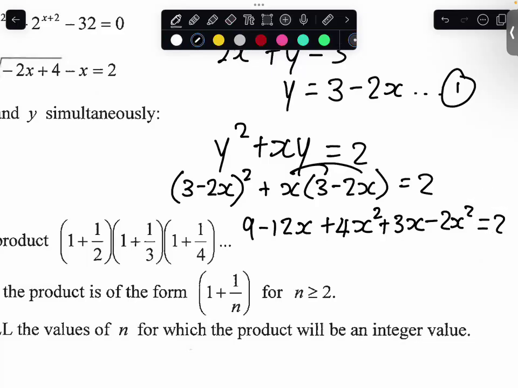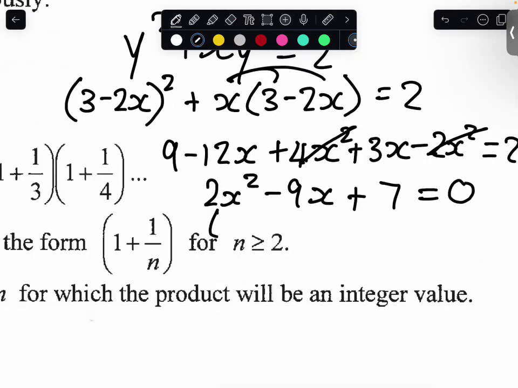All right, okay. So I'm going to do that again. This is going to be 4x squared minus 2x squared gives me 2x squared. That's gone. Then minus 12x plus 3x is a minus 9x. And 9 minus 2, bring that 2 over, is a positive 7. That's the trinomial study. It didn't work out in the previous one. So this gives me, when we factorize 2x and x, it gives me 7 and 1.